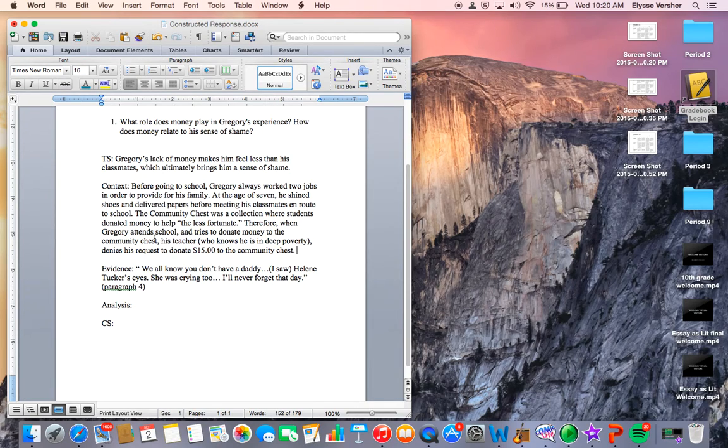Therefore, when Gregory, the community chest was a collection where students donated money to help the less fortunate. We need to explain the process of students donating money to the community chest. Meaning, how did they know when it was their turn to donate? The teacher called them and she asked how much money their father was going to donate. So that's what's missing right here after the quote. Let's give it a go.